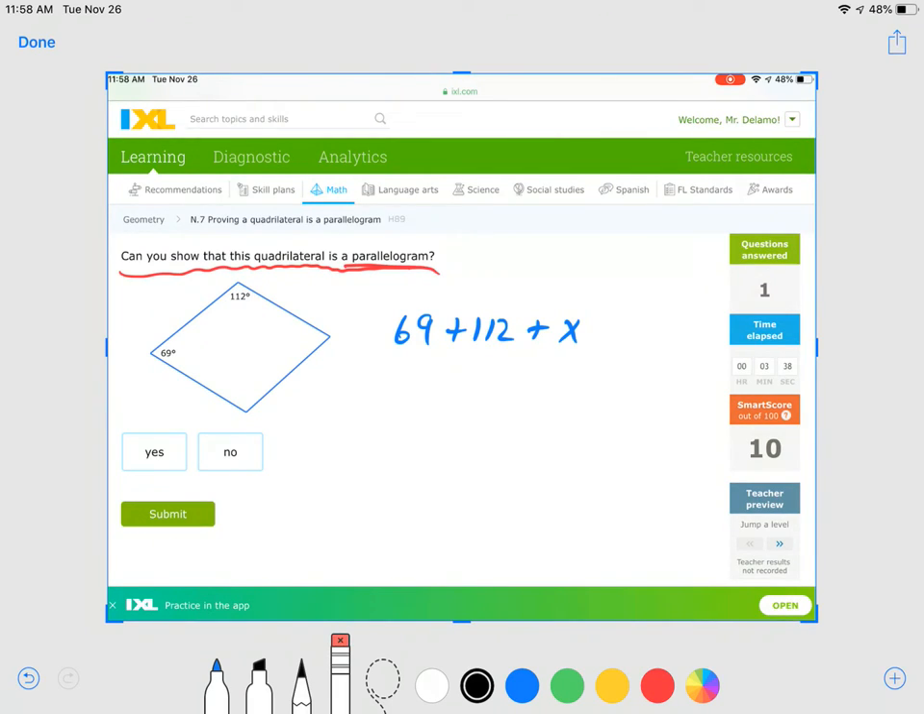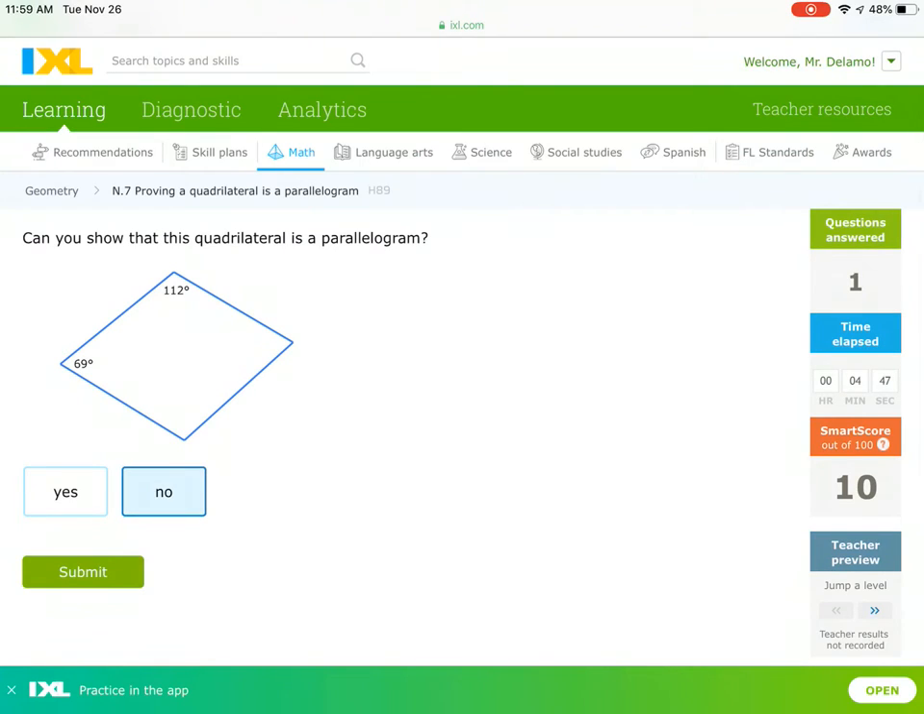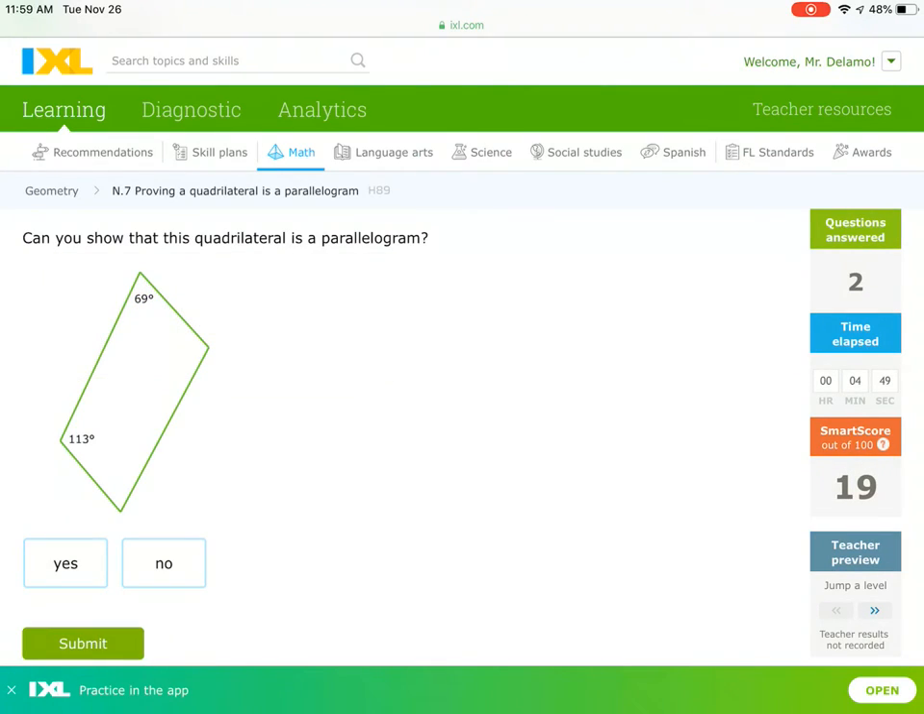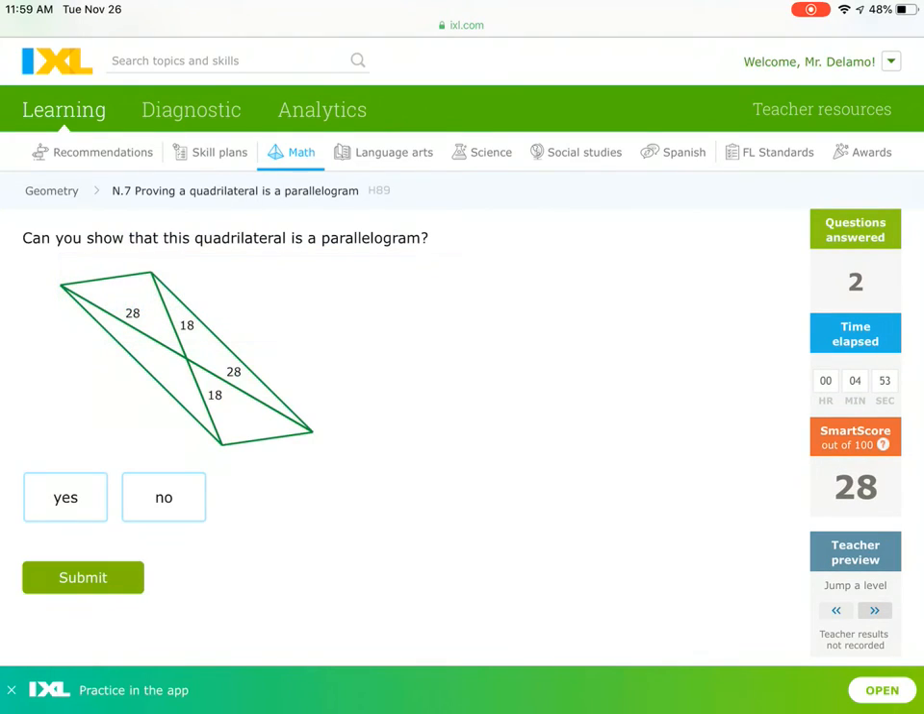So let's erase this since it's not true. Something for the bottom angle and something for the angle on the right should be 360, but this is two unknowns in one equation, so we can't solve this. So there's not enough information to actually determine whether it's a parallelogram or not. Okay, so no, we cannot determine. Can you show that this quadrilateral is a parallelogram? This is similar. Let's jump up a level.